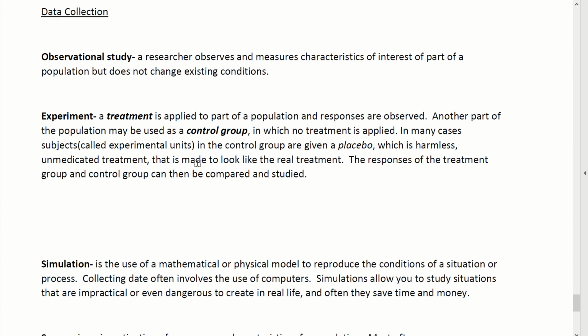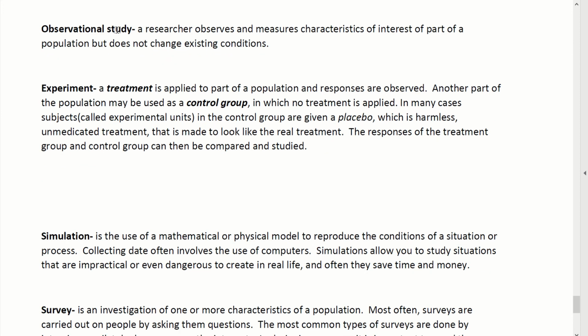In terms of data collection, we have a bunch of different ways in which data can be collected. The first is an observational study. This is where a researcher observes and measures characteristics of interest of a part of the population, but does not change existing conditions. So in an observational study, the researcher is just sitting back, letting things unfold as they would naturally occur, and taking notes and doing measurements.